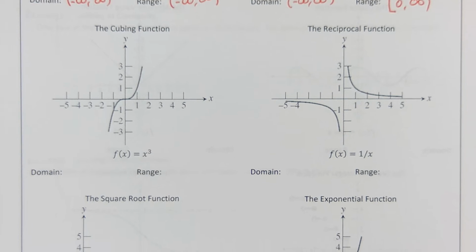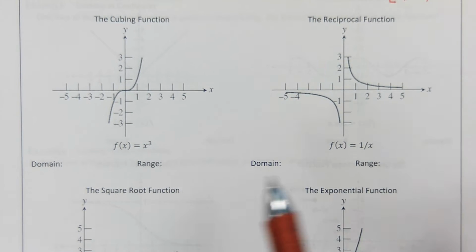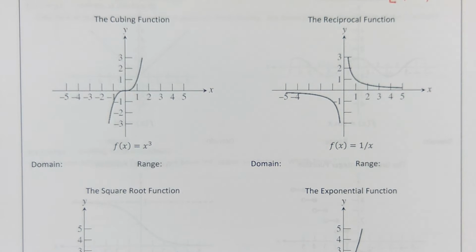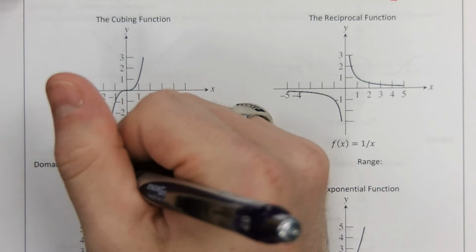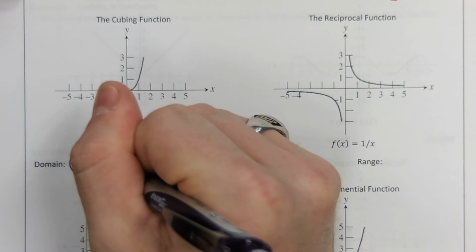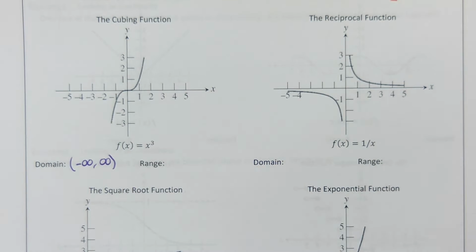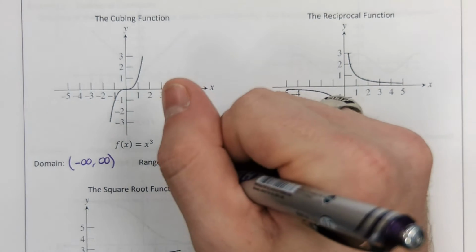The next one, the cubing function, y equals x to the third power. Y equals x cubed. Because you can raise any number to the third power, its domain is all real numbers. And because raising 0 to the third is 0, positives to the third is positive, and negatives to the third is negative, and also because you can just see it, our range is also all real numbers.